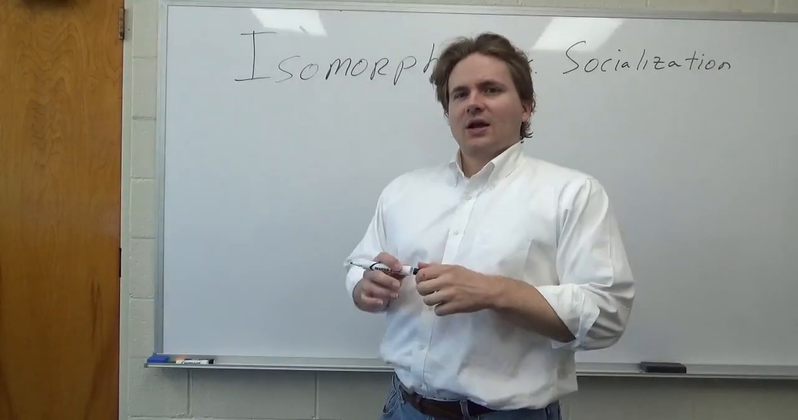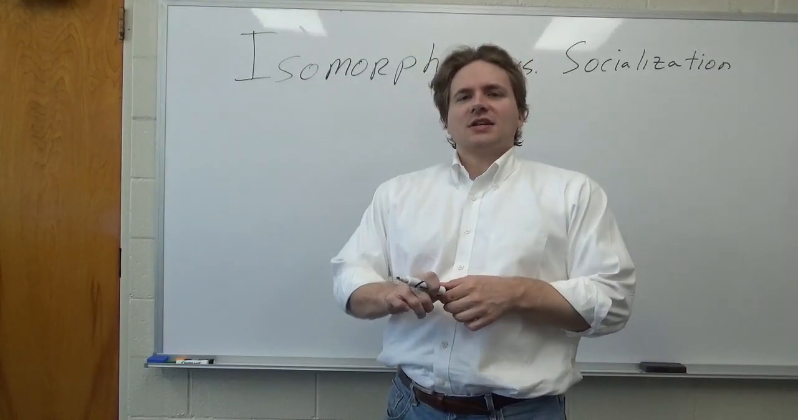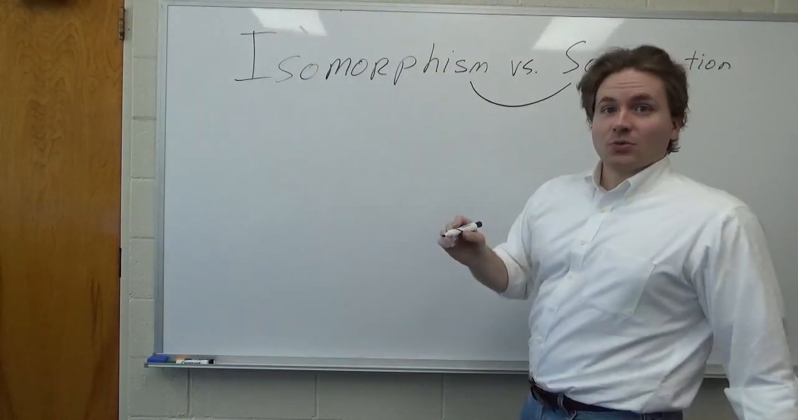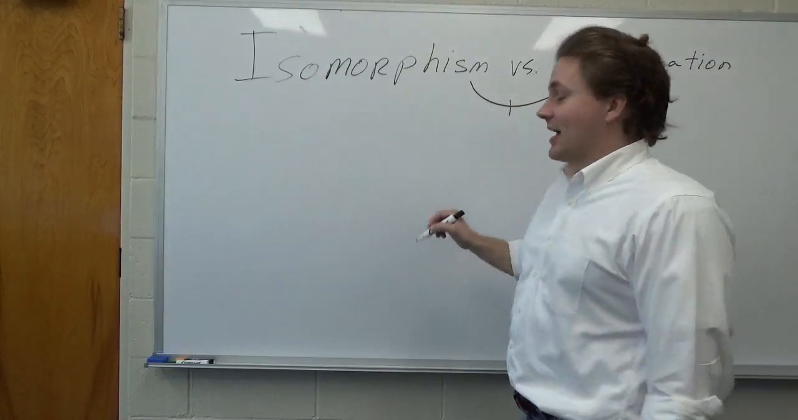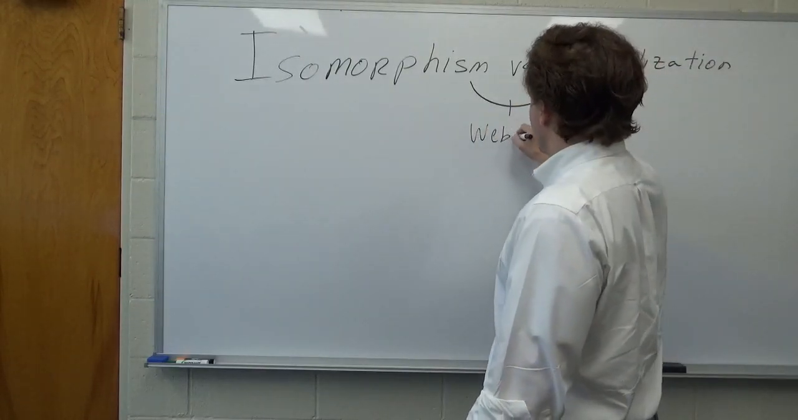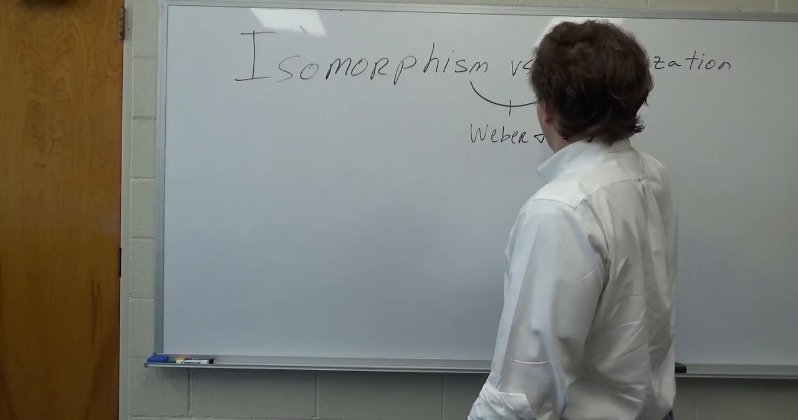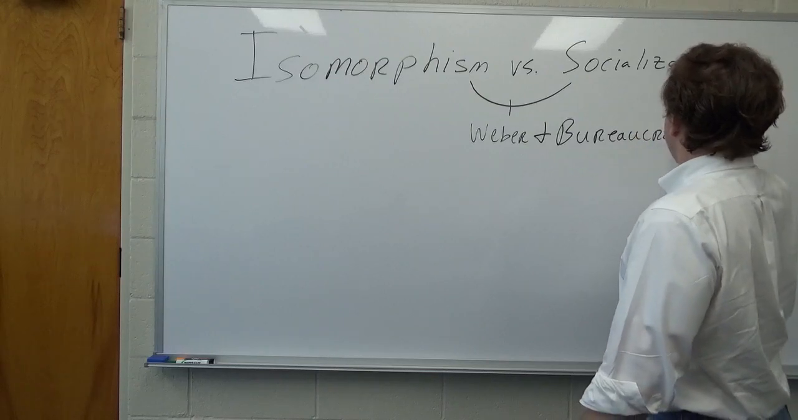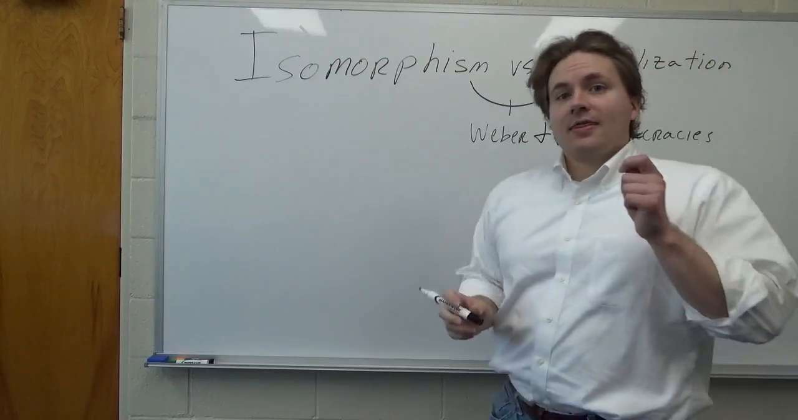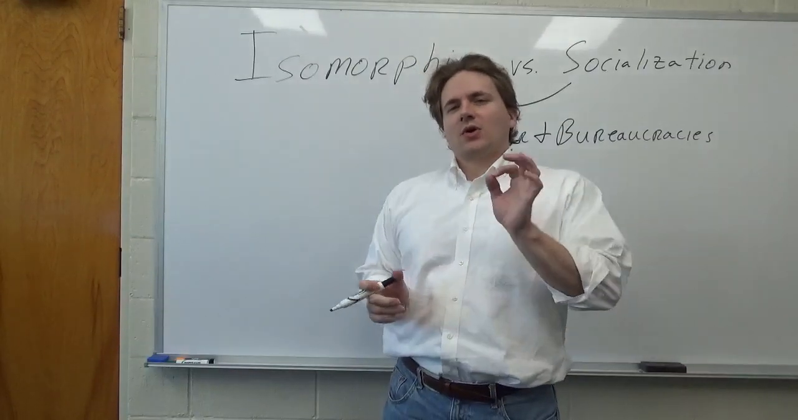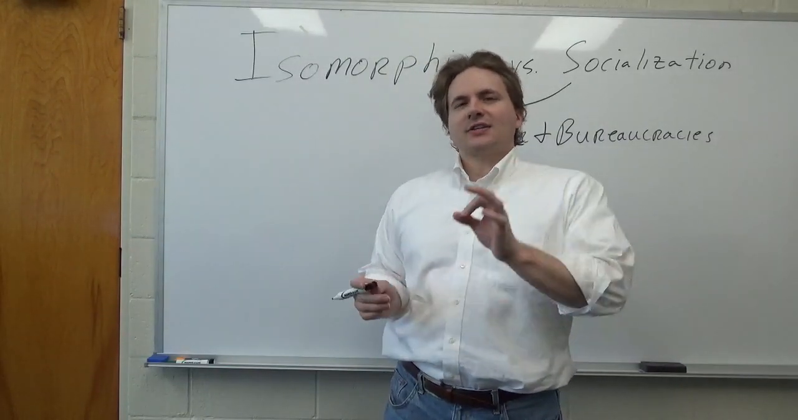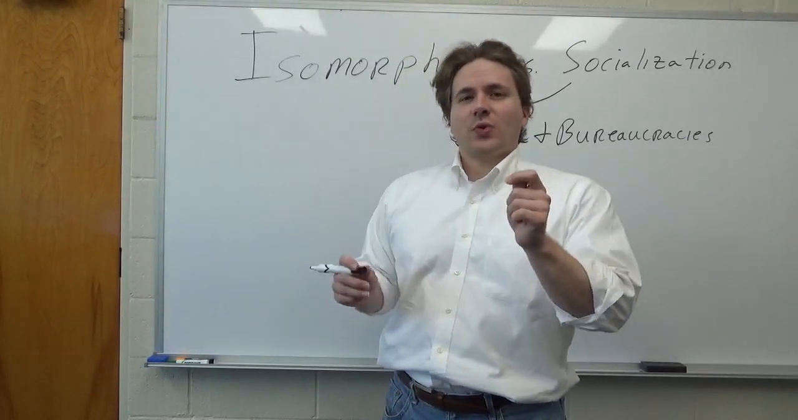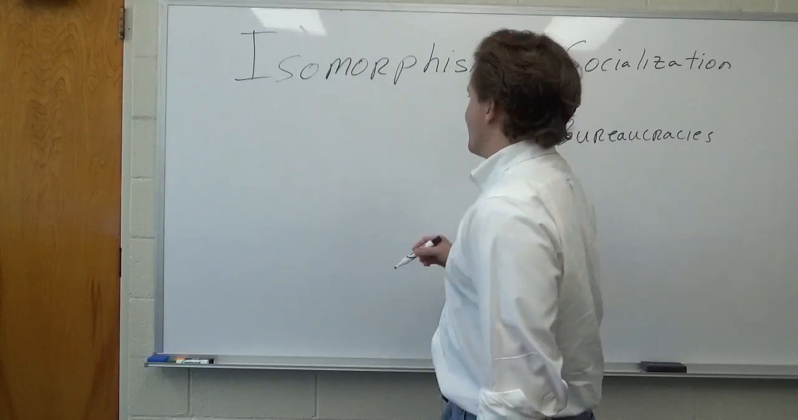So in order to begin discussing isomorphism, we will discuss kind of the common root between isomorphism and socialization. Namely, that is Max Weber and his theory of bureaucracies. Then, what we're going to do is look at product and industry life cycles, and we'll look at variations between products and firms versus their absence.